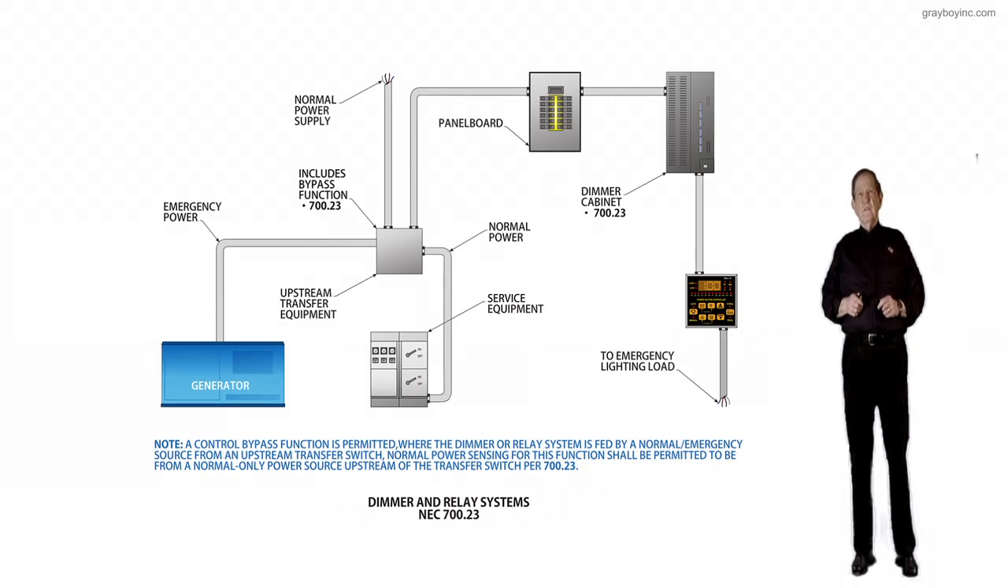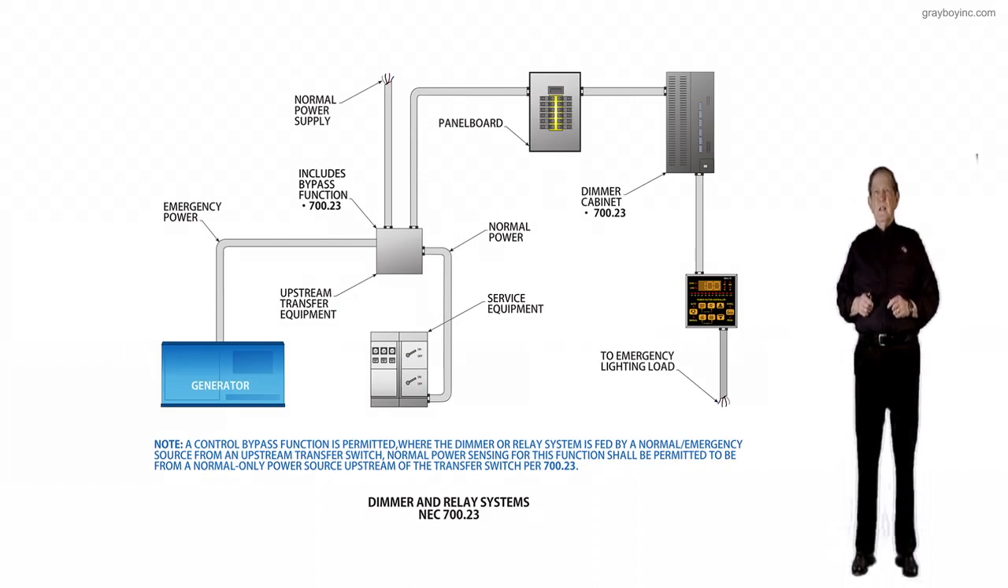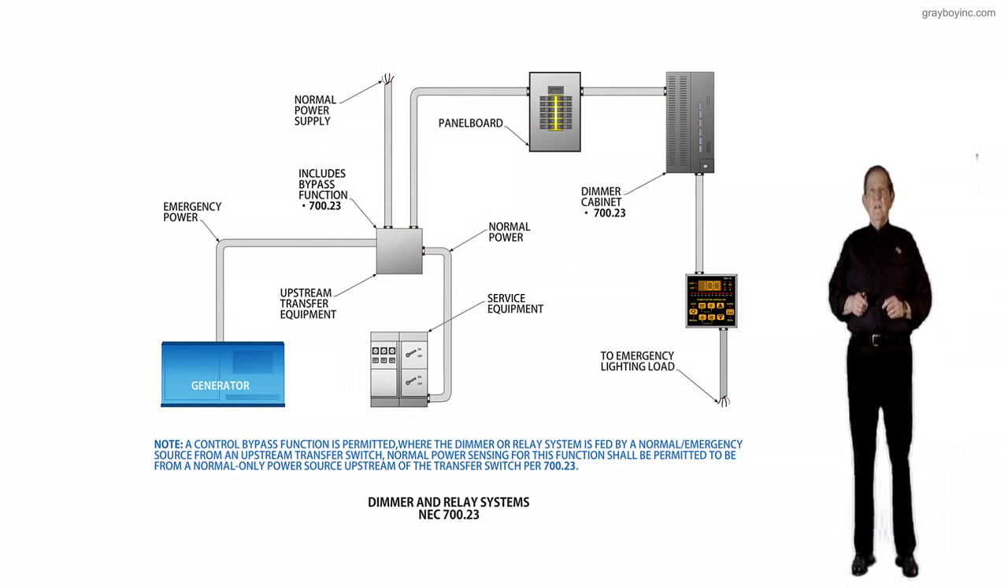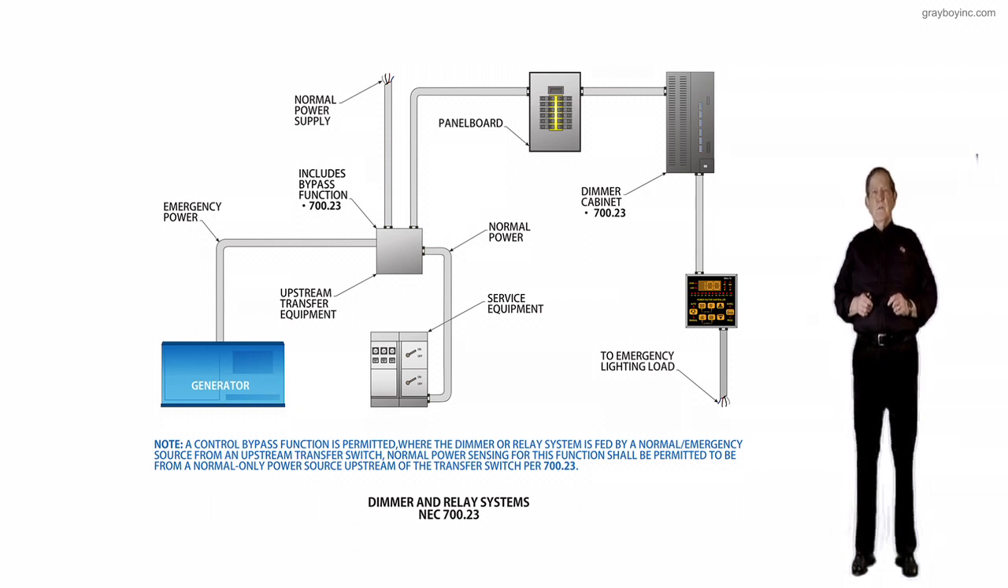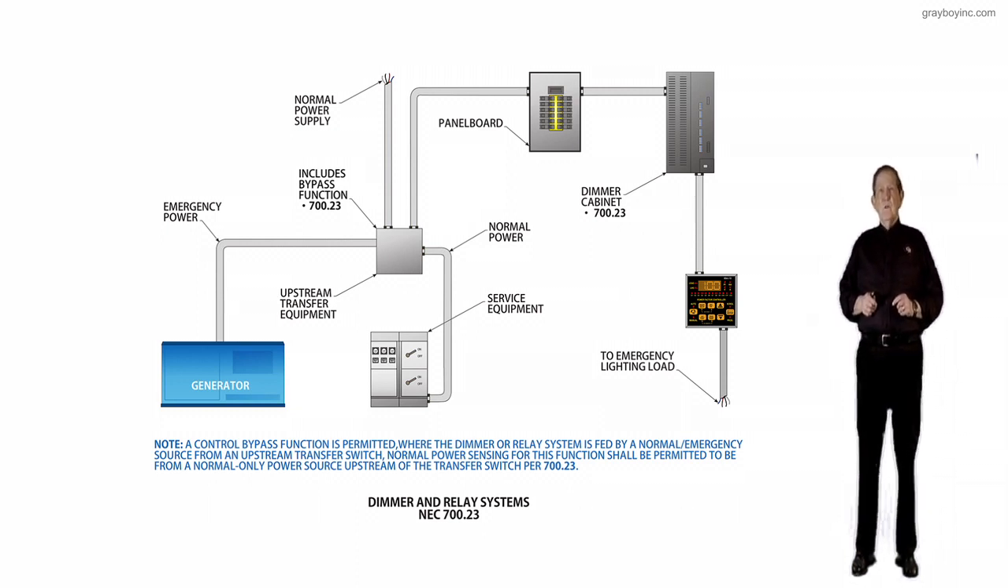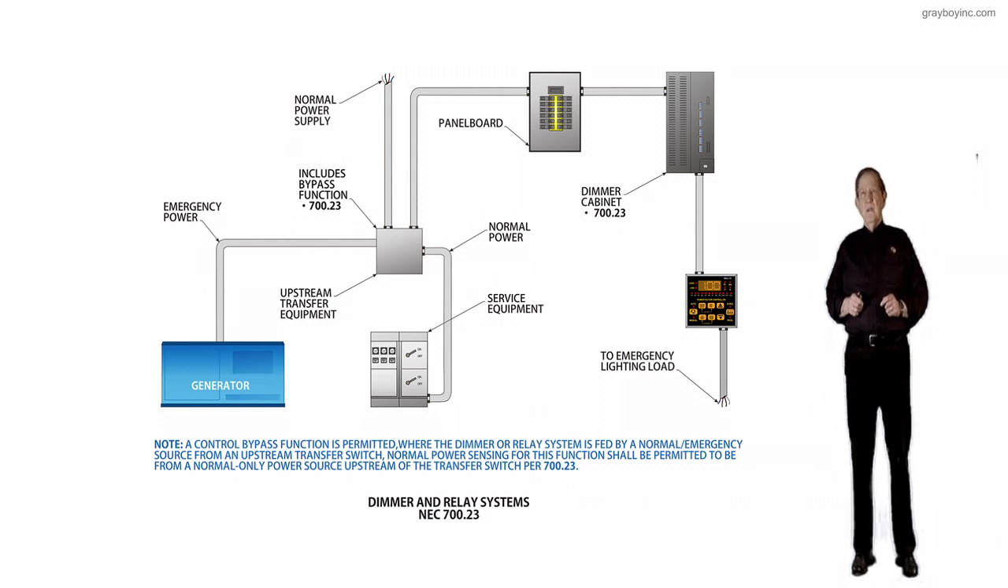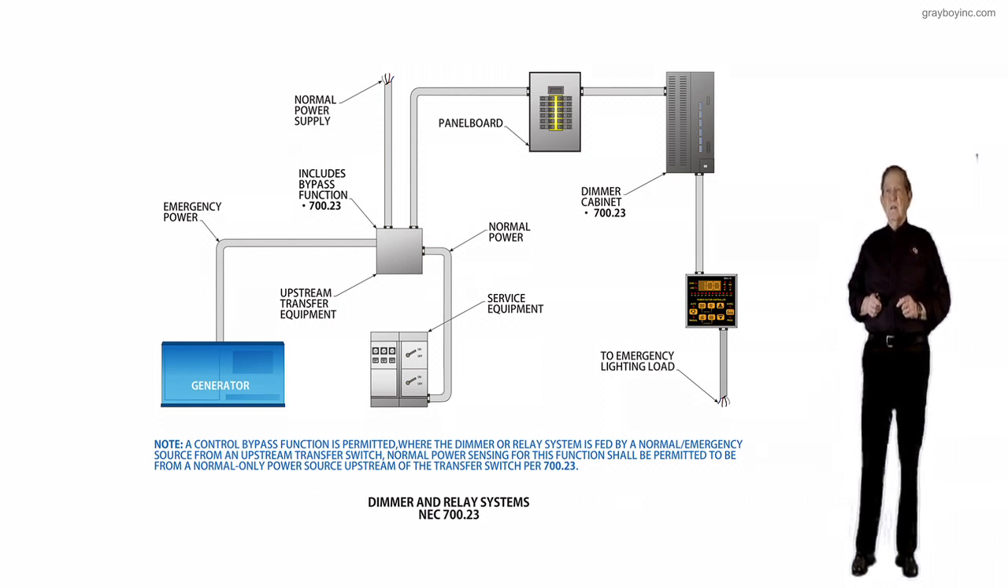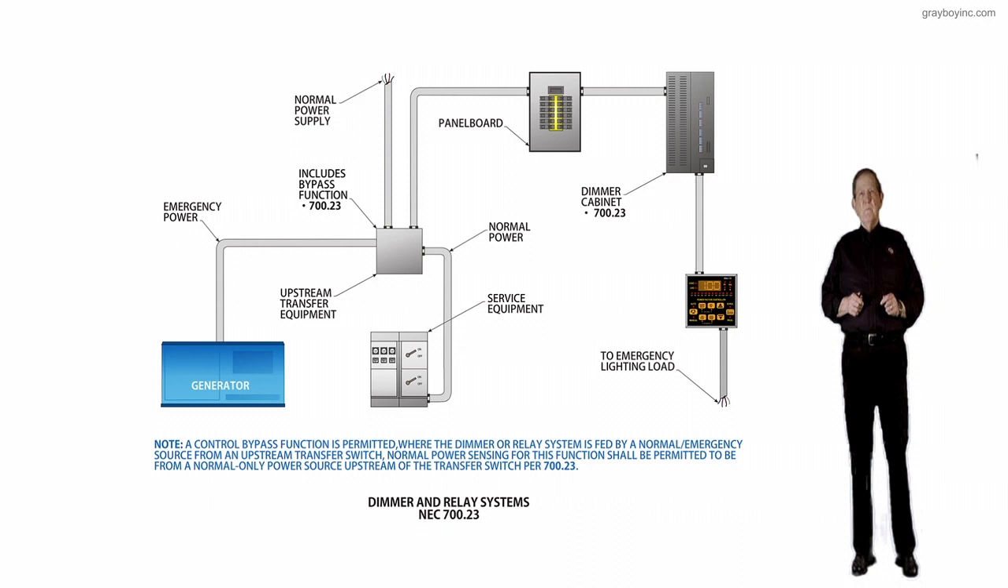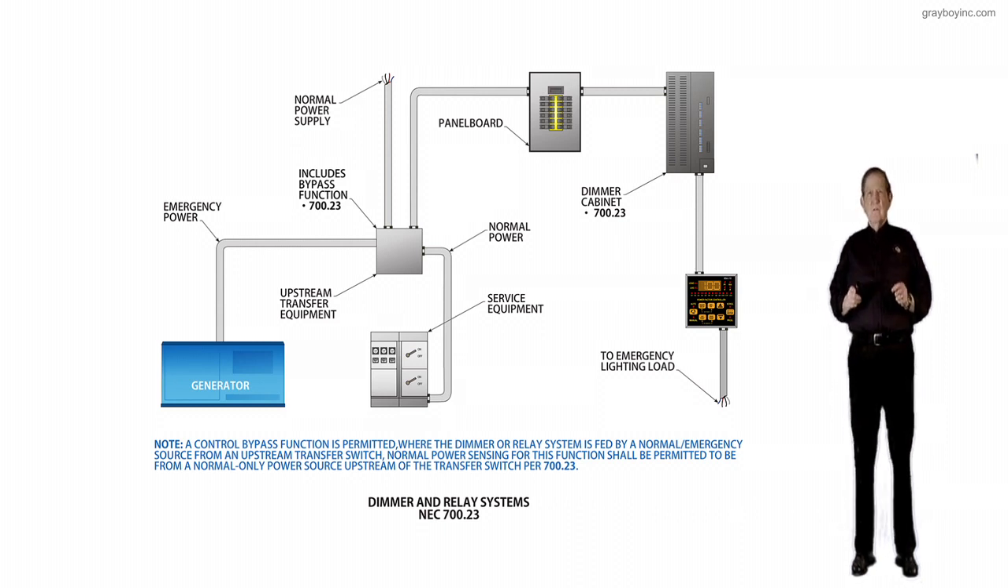This illustration deals with dimmer and relay systems in accordance with NEC 700.23. Purpose of change: a revision was accepted, and this revision has been made to permit the normal power sensing from a normal source upstream of an emergency system transfer switch.